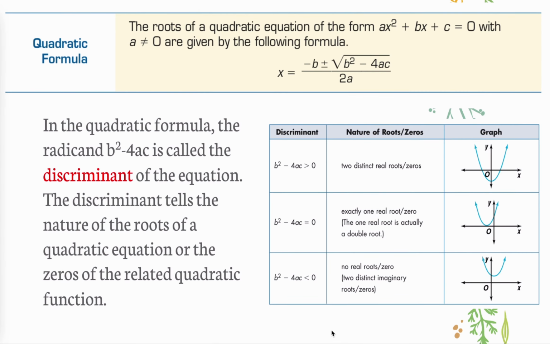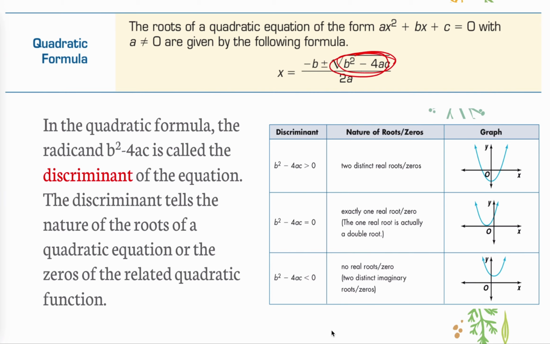Right? So, quadratic formula. For an equation in the form ax squared plus bx plus c equals 0, you get the formula -b plus or minus the square root of b squared minus 4ac all over 2a. The part under the square root, the b squared minus 4ac part, is called the discriminant of the equation. The discriminant tells you the nature of the roots of a quadratic or the zeros of the quadratic function.